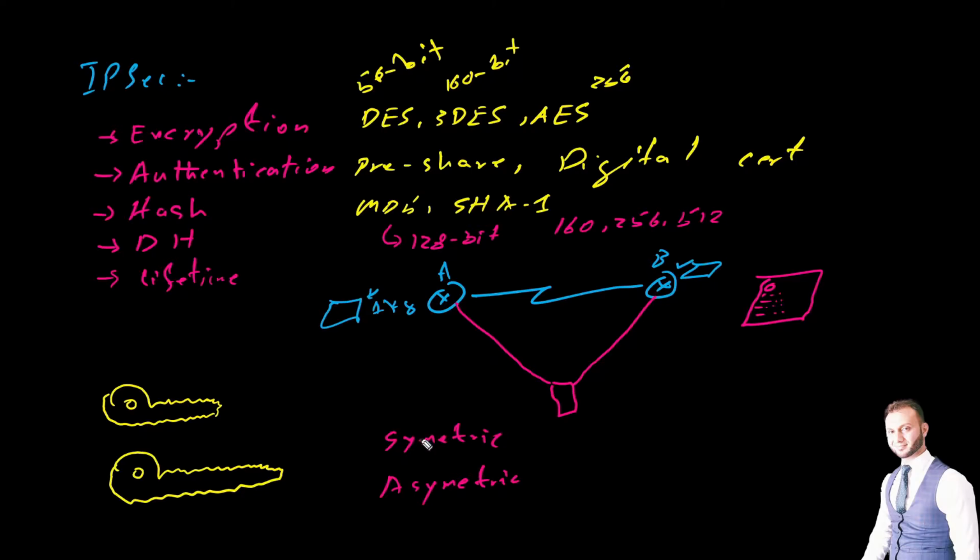So what are the examples of symmetric? DES is a symmetric method of encryption. Triple DES is symmetric as well. AES is also symmetric, and pre-shared key is also symmetric. However, digital certificate is an asymmetric method of authentication that you would use. Why? Because you would need a public key and a private key.